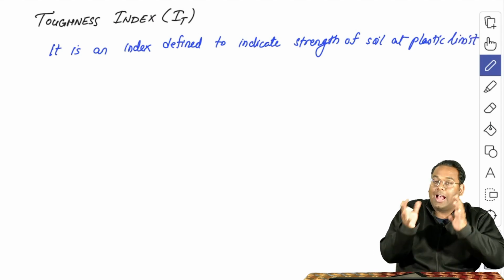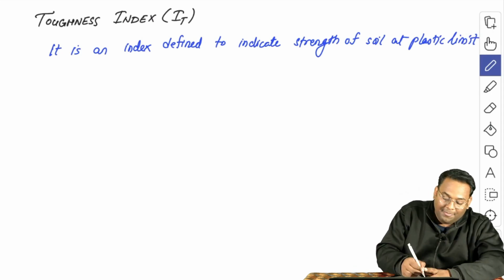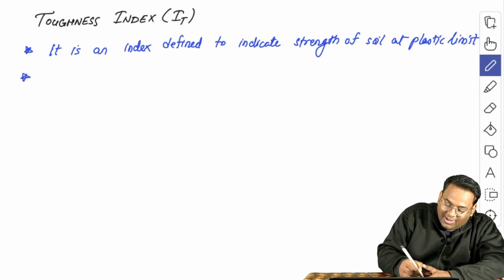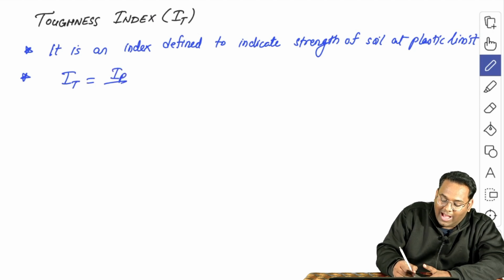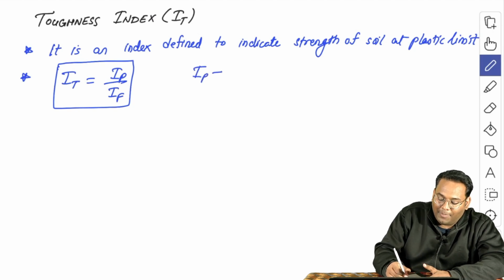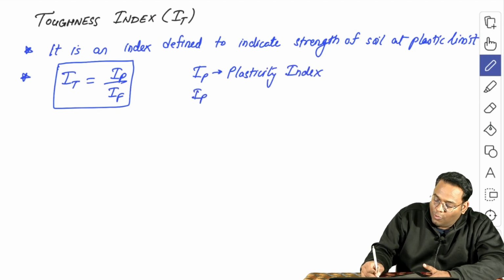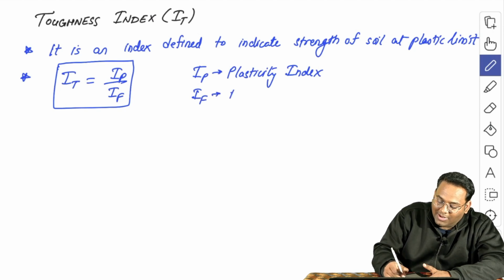Okay, so if the IT value is less, that means the strength at plastic limit is less. Now please understand the formula. IT is equal to IP by IF. What is IP? That is the plasticity index, which you have already studied. And what is IF? That is the flow index.